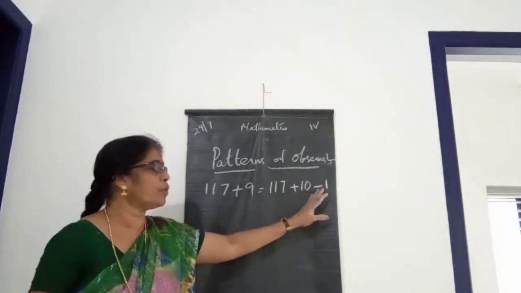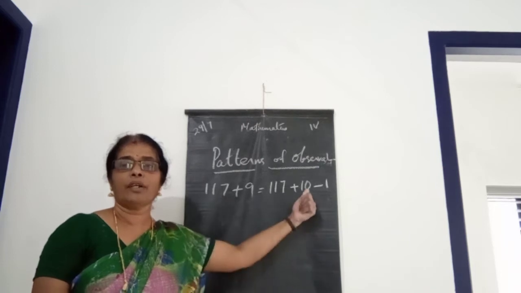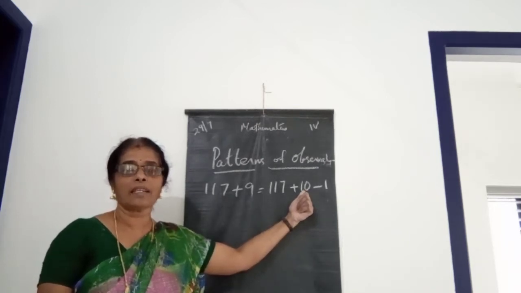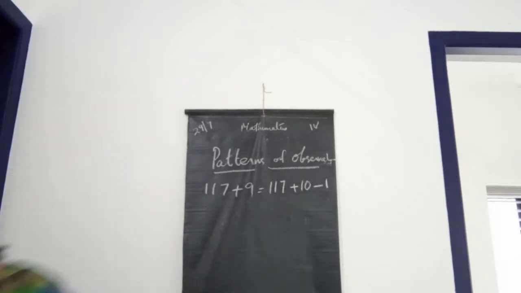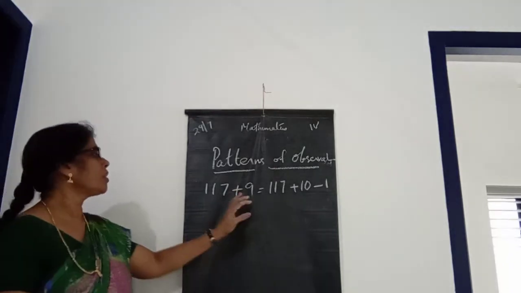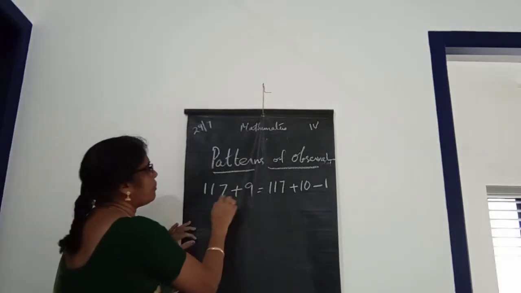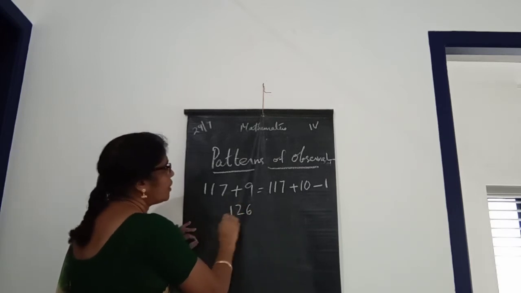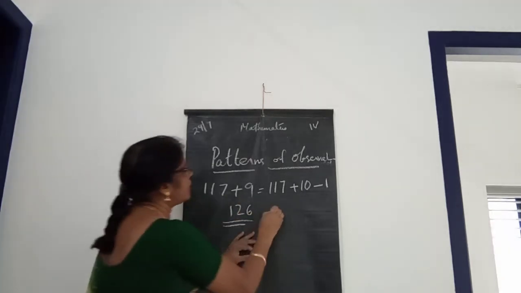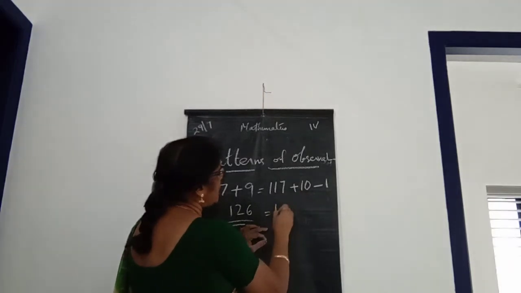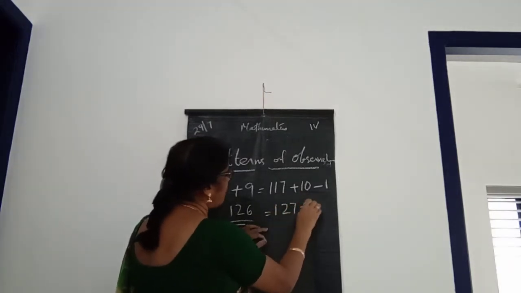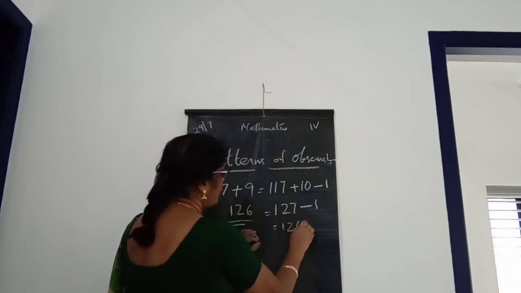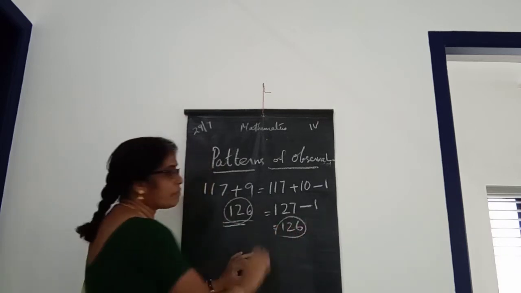That one you have to minus. Then the answer is the same. Look here. 117 plus 9: 9 plus 7, 16. Remaining 1, 1 plus 1 is 2, then 1, so 126. And what is the answer here? 117 plus 10, that is 127, minus 1, that is 126. The answer is the same, isn't it?